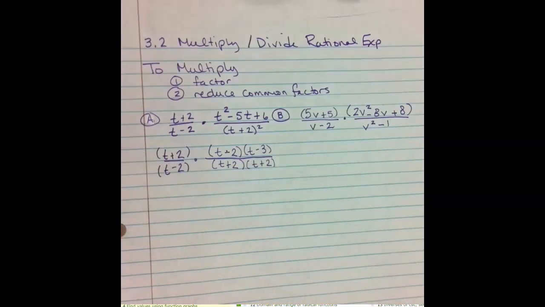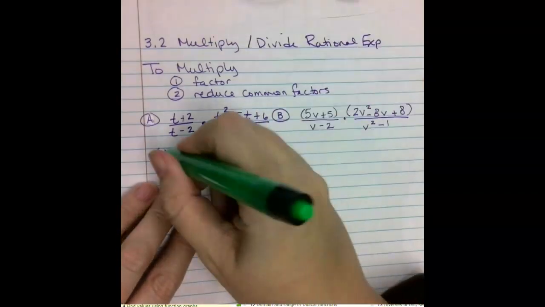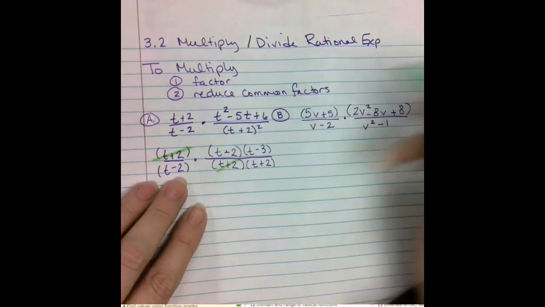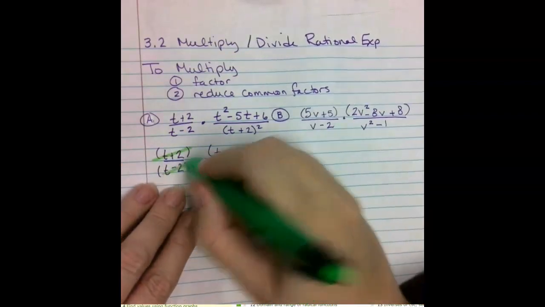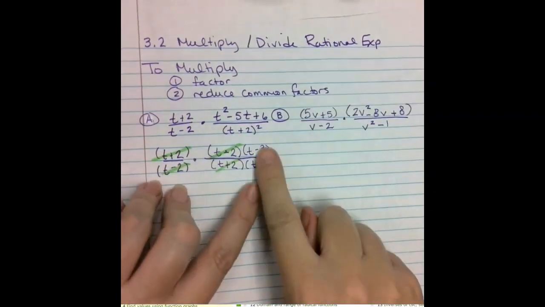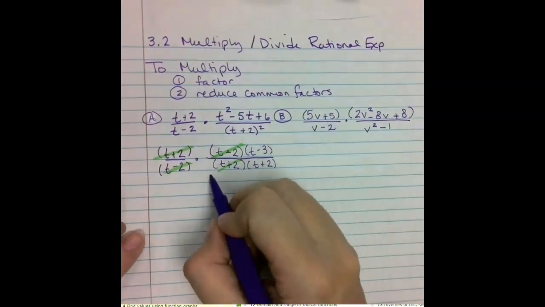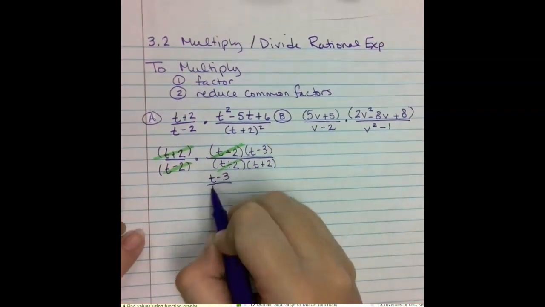So once it's all factored, now I'm going to simplify anything on top with anything on bottom. So this one can cancel with this one, and this one can cancel with this one, just leaving me these two over here. So my final answer is t minus 3 over t plus 2.